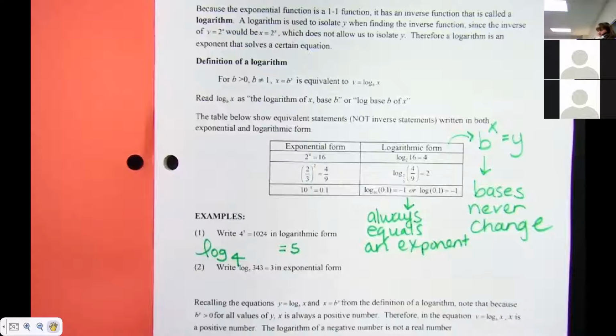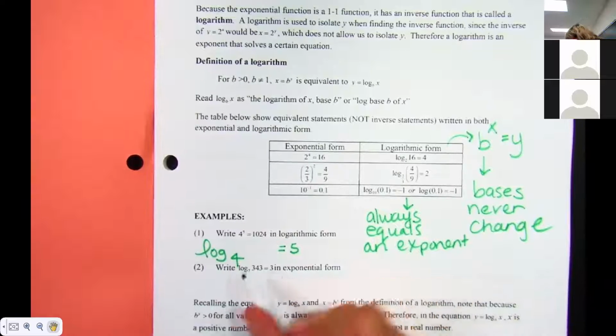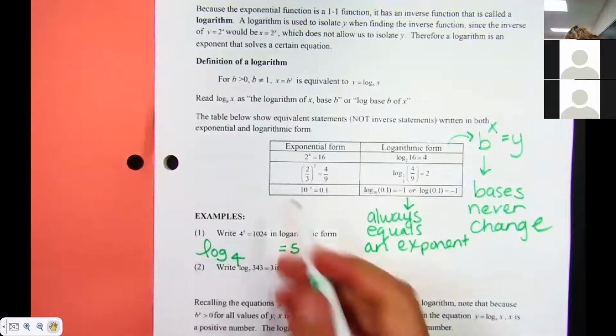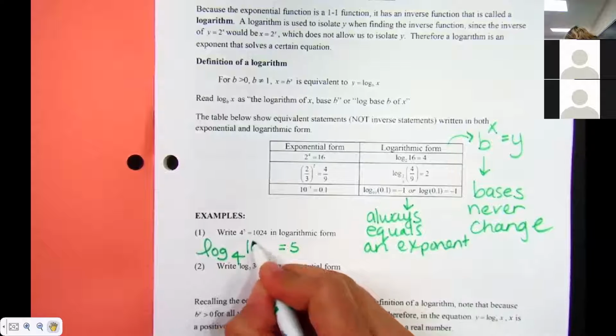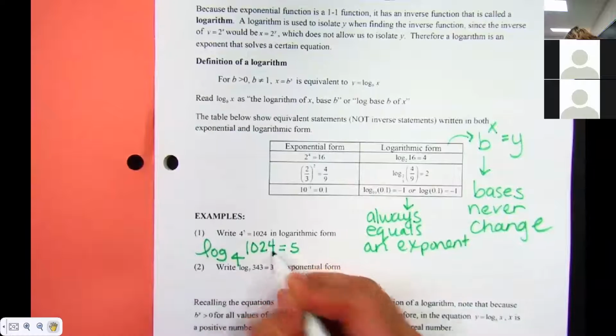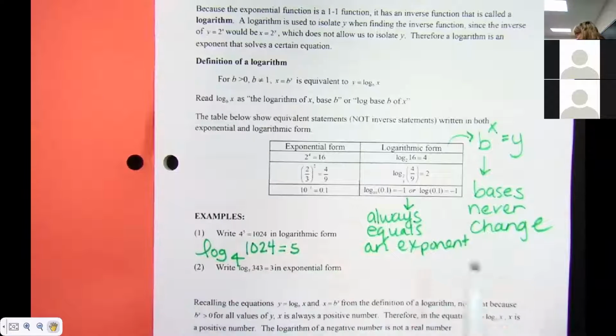By the way, notice how I wrote the word log. Y'all make sure your L's don't look like 1s. So practice drawing your L's. And then we're taking log base 4 of 1,024. The end, that's it. So look, here's how you say it. Log base 4 of 1,024 is 5. Like the answer to this is 5.